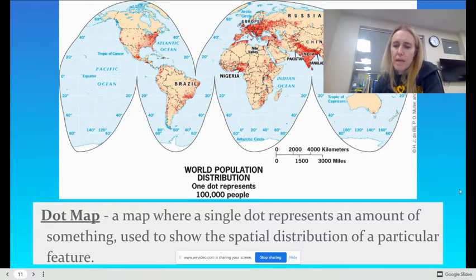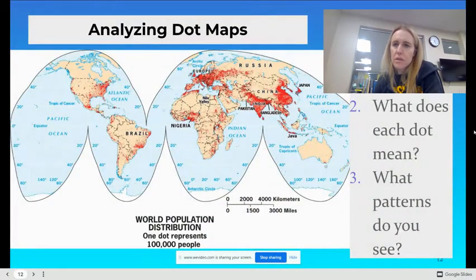And when we analyze dot maps, we are going to ask ourselves 3 questions. So the first question is, what is this map about? So when we take a look at what this map is about, we need to focus on the title of the map. So the title of the map is World Population Distribution. And so world population, people, we're taking a look at people, and we're taking a look at the distribution, which just means where are they located, where are they concentrated, where are there a lot of people, where are there not very many people.